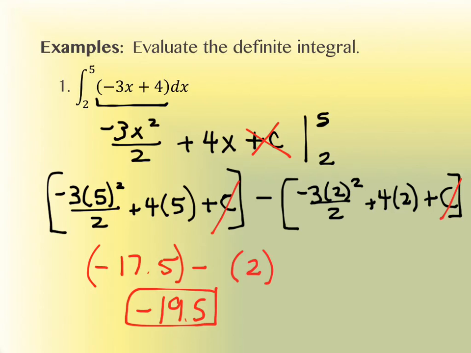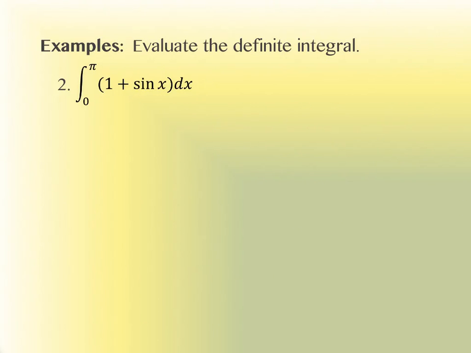So we can check all of our answers in this section. That's great, right? It's very nice. So this one ends up being negative 19.5. Let's try another one with some trig. Some of you are really struggling to remember where the negatives go with trig.